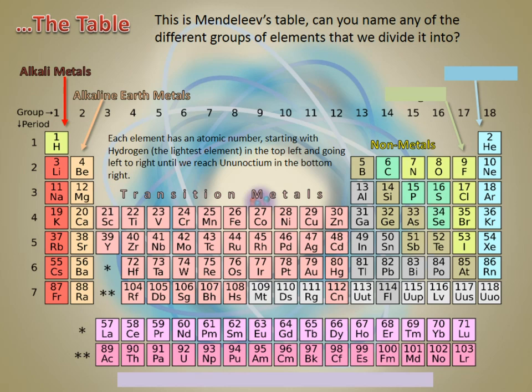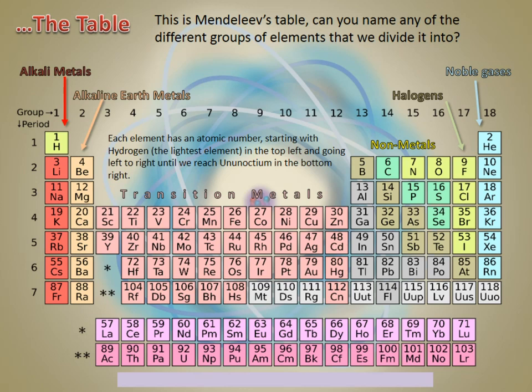And just before we reach the end of the table, we have the halogens, which are a highly reactive group of elements at the right-hand side. And then we finally have, on the far right, the noble gases. These are completely unreactive elements, and in fact, they probably would not have been known about in Mendeleev's day.